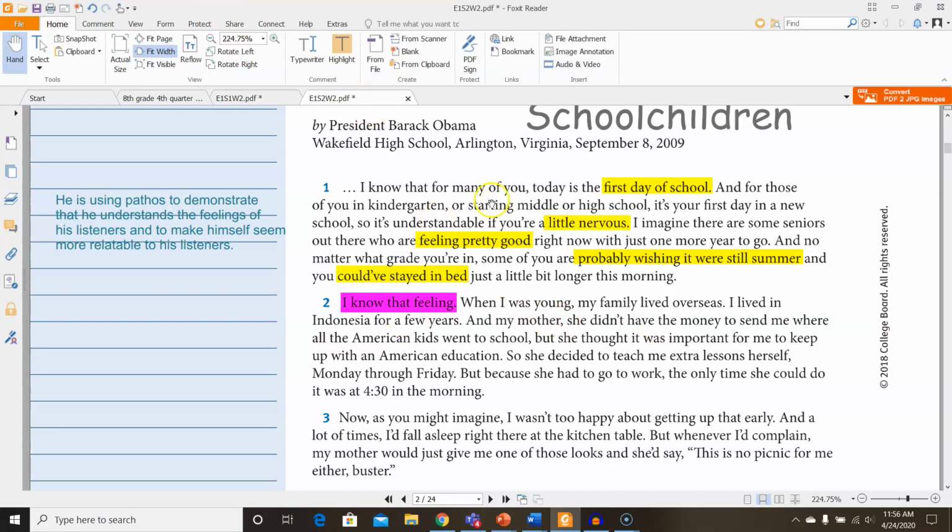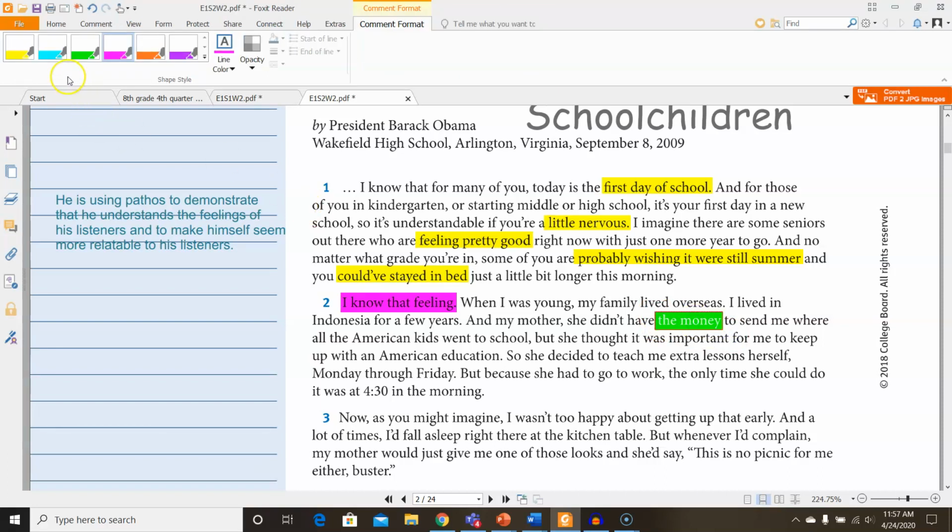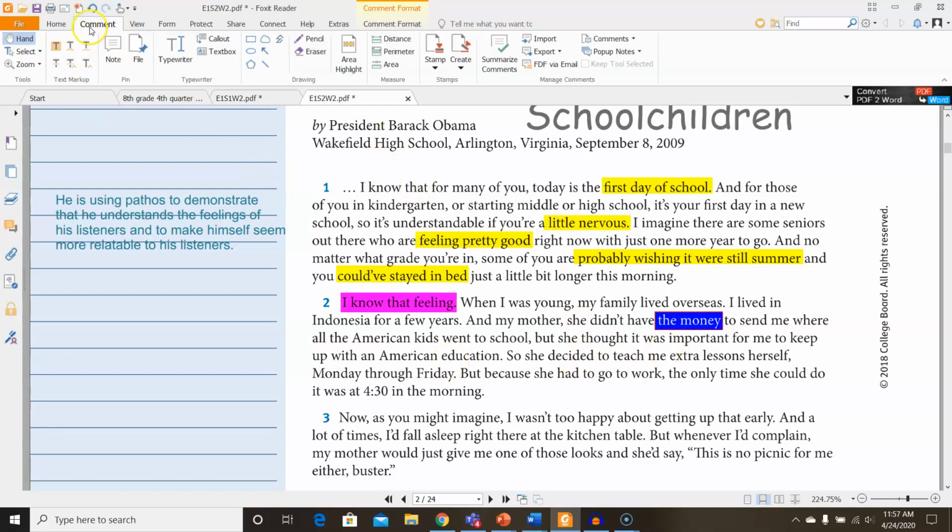Here he's talking about how his mom didn't have the money, which might cause some audience members to feel a bit of sympathy. Which would be, again, back to pathos. And then we have that his mom decided to teach extra lessons herself, which is going to give us this feeling that he had a really positive role model in his mom who really cared about him. And that kind of makes us feel warm and fuzzy to hear about a mom who really takes care of her kid really well.